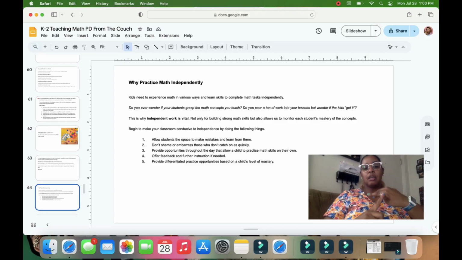Begin to make your classroom conducive to independence by doing the following things, such as allowing them the space to make mistakes and learn from them. Don't shame or embarrass them when they don't quickly catch on. Provide opportunities throughout the day that allow a child to practice math skills on their own. Check for feedback for yourself, and then offer feedback for them and further instruction if needed. Provide differentiated practice opportunities based on the child's level of mastery.